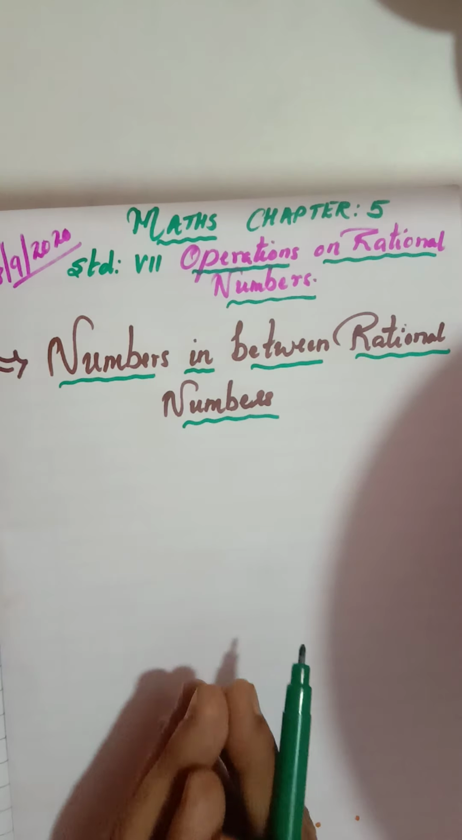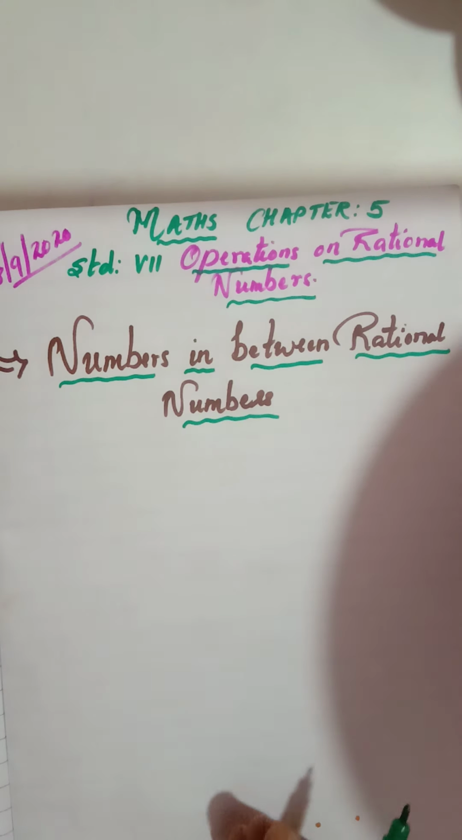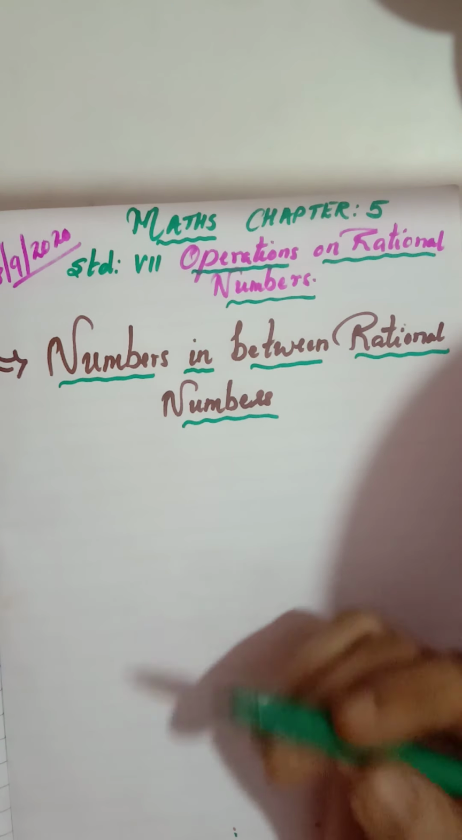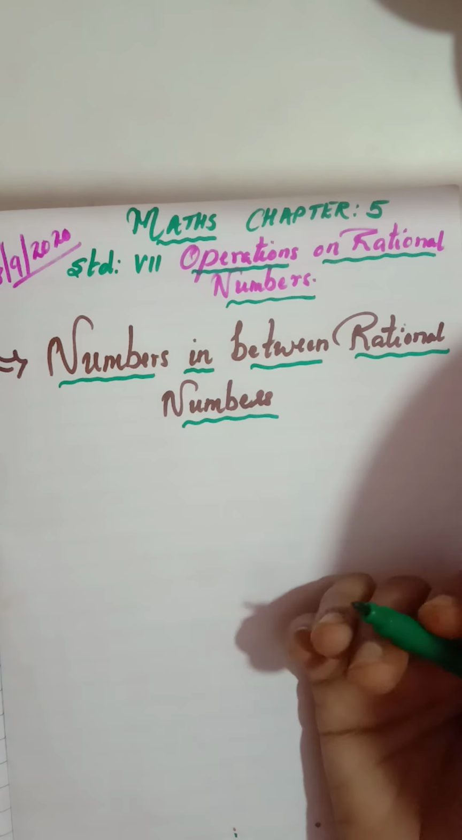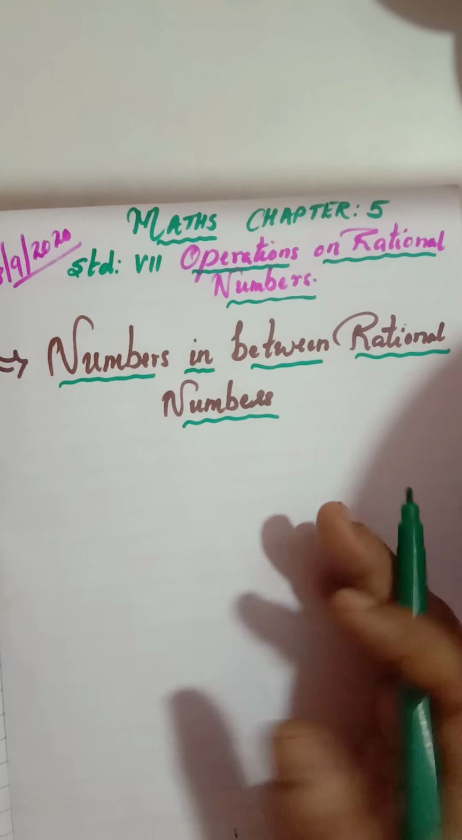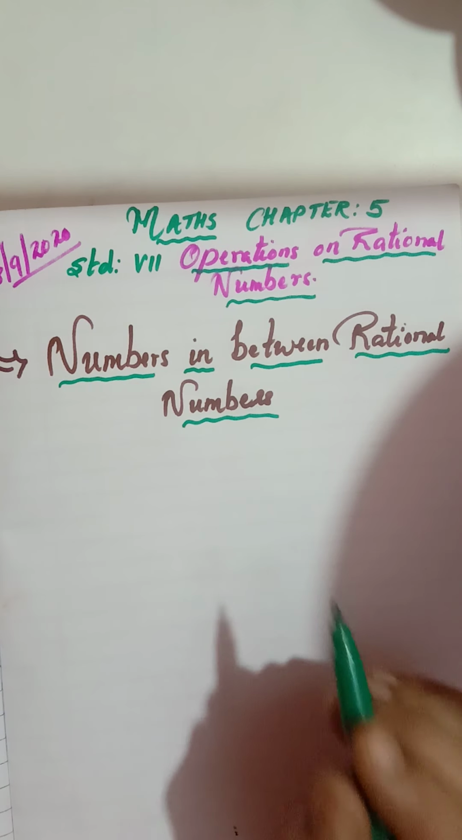Sometimes if it is asked, write two numbers in between two numbers, you are going to write two. Sometimes we write three numbers between the rational numbers. So it depends on the question. You have to see how many numbers they have asked in the exam, whether three numbers or four numbers. So as per the requirement, you will be writing the rational numbers.